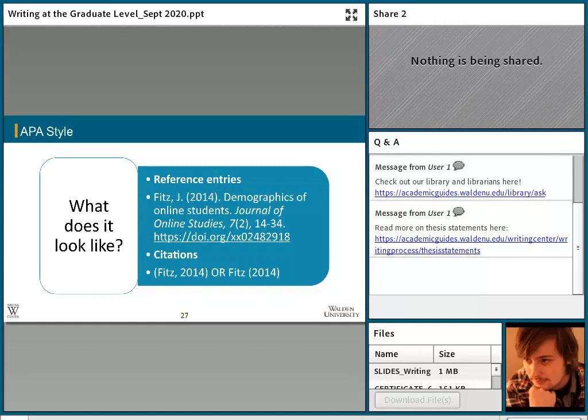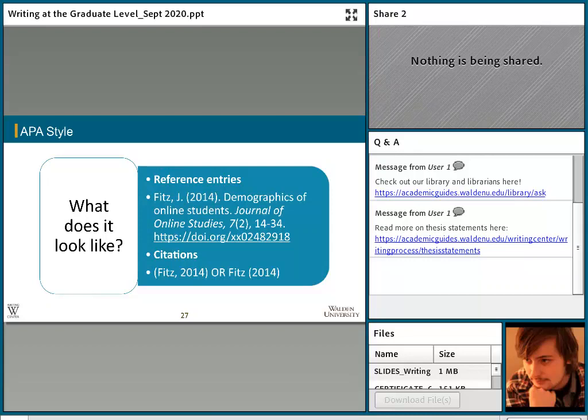What does it look like? You have the general formatting of your document, but APA is really applicable when you use sources. Reference entries, here's an example of a reference entry. And really what this is meant to show is the kind of information that you're going to be including in a reference entry. This one being for a journal article.